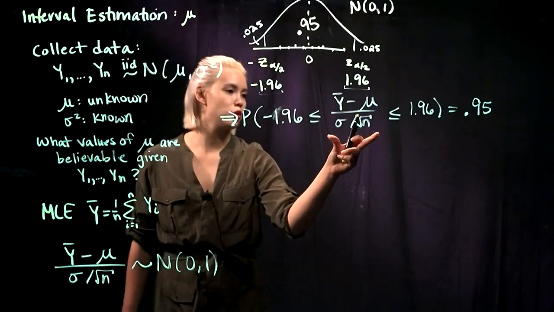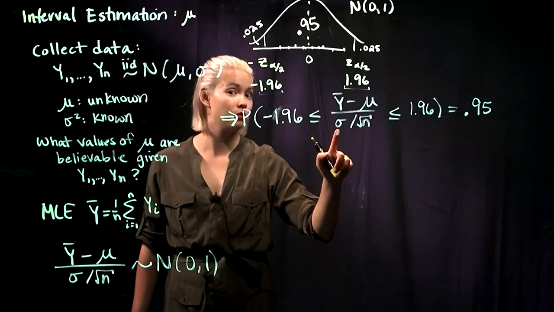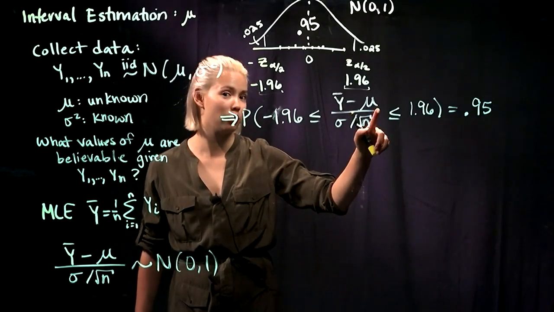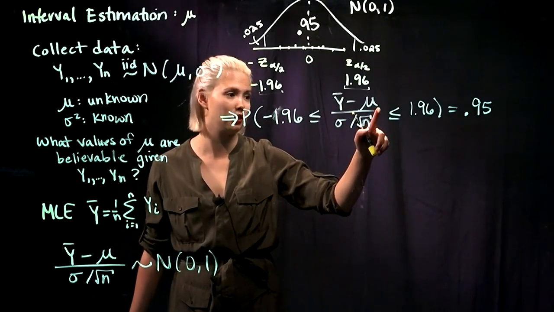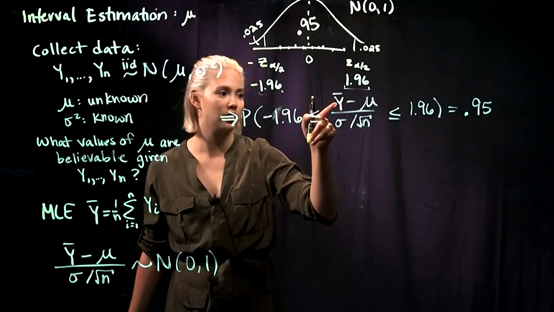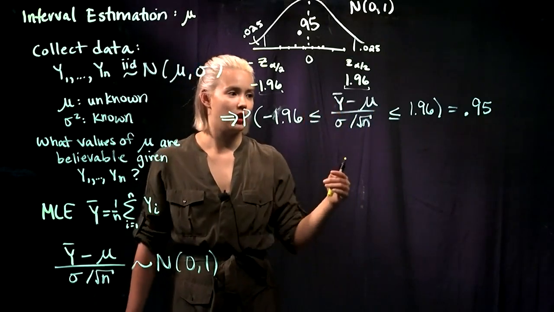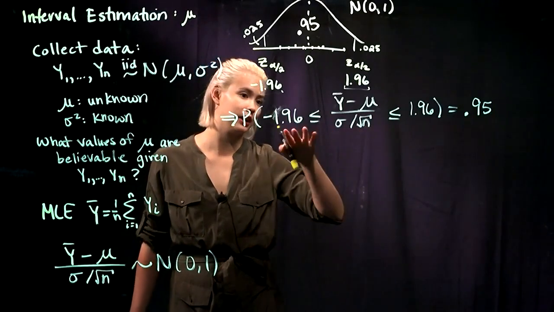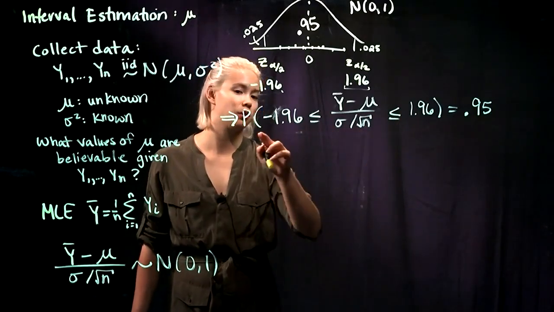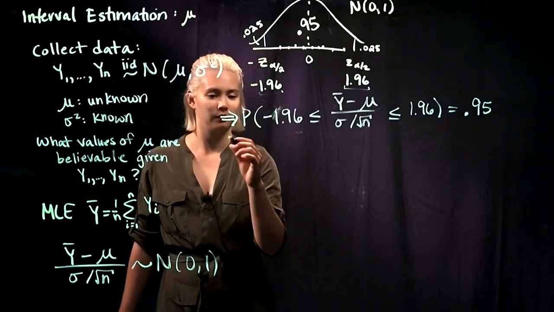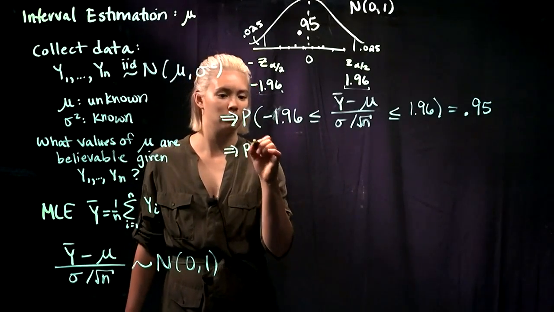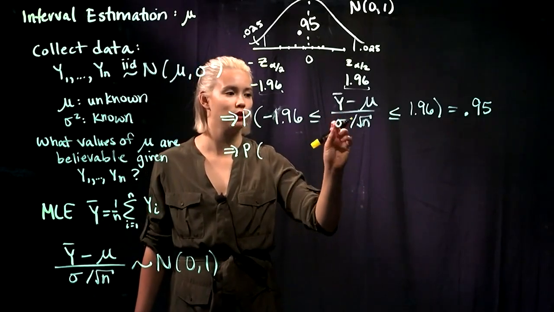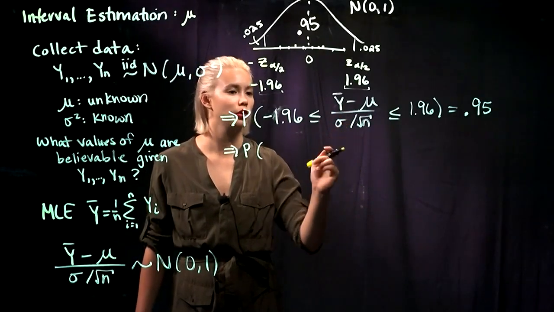Okay, let's look more at this. So sigma, constant. Root n is constant. Mu, we're back in the world of frequentist, so mu is a constant. The only random thing is this y bar. All right, so what we're going to do now is start to rearrange what's inside the probability here. So maybe we could start off by moving sigma divided by root n over.